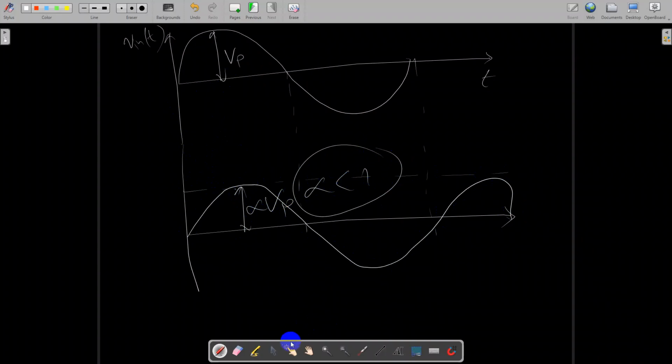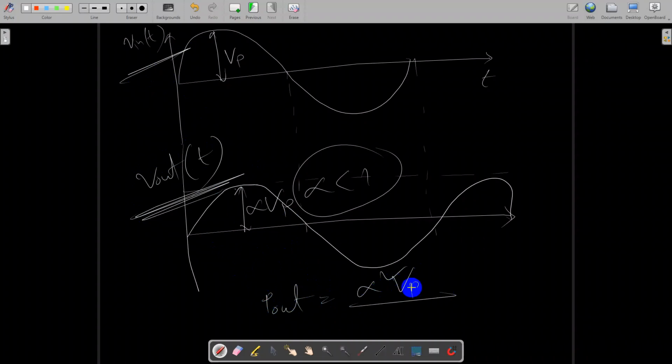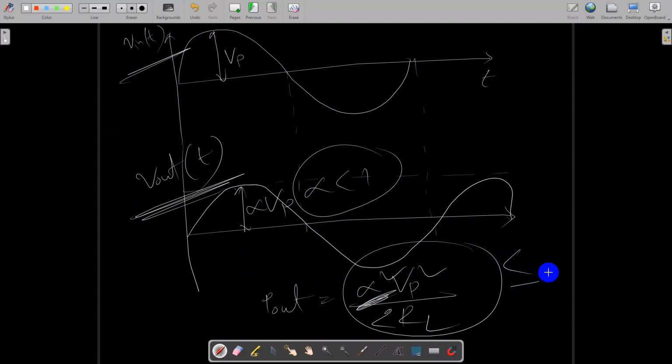Now what about P out? This is V out T, this is V in T, this is V out T. So what is P out? P out is nothing but alpha square Vp square over twice RL, which is less than or equal to P in, because alpha is less than 1 and it is a passive thing. So this is case 1. Now case 2.